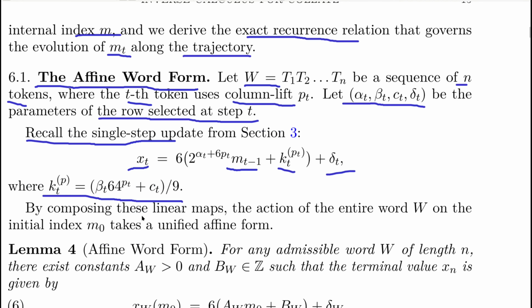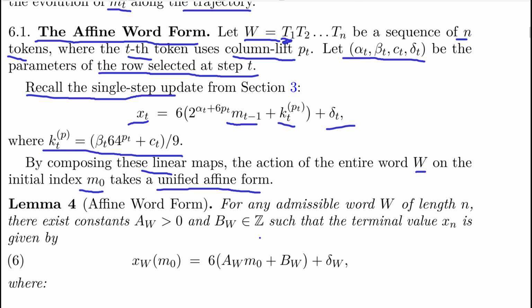By composing these linear maps, the action of the entire word W on the internal index M0, which is M of the initial X that starts off the word. So if it was, for example, T1, T2 up to Tn, M0 is M based on T1. It takes a unified affine form. So let's look at the affine word form.